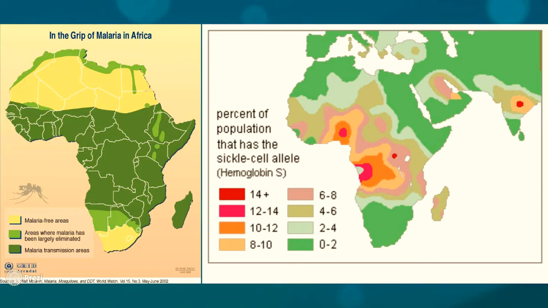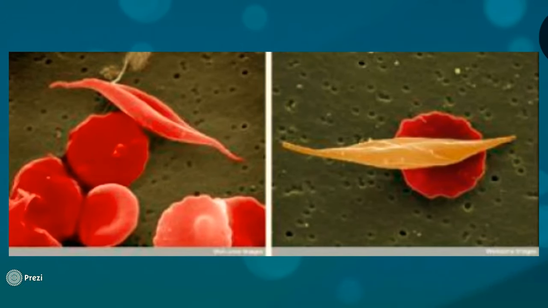These maps show a strong correlation between areas where malaria is present and an abnormally high percentage of the population with sickle cell allele. Natural selection holds that advantageous mutations tend to stick around, while those that hurt people don't. This suggests that there is some benefit to sickle cell anemia, and in fact there is. Sickle cell anemia is the perfect example of the heterozygous advantage.